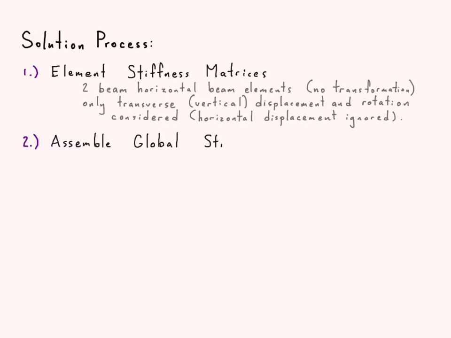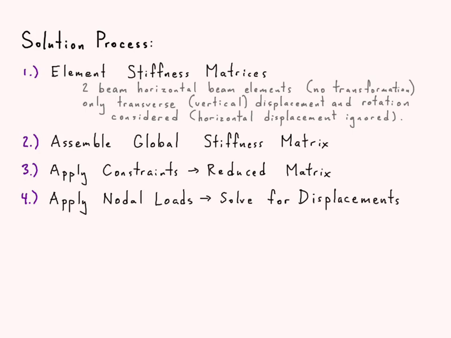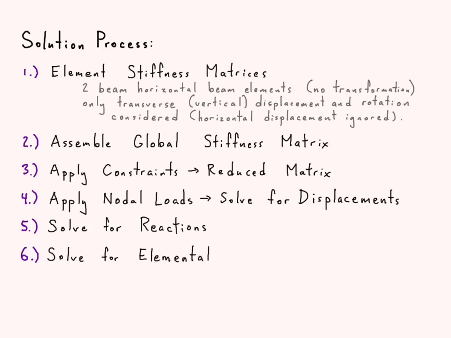And then once we're done with the elemental stiffness matrices, we use those to assemble the global stiffness matrix. We go ahead and reduce the global stiffness matrix by applying constraints. Then we apply our loads to that reduced stiffness matrix problem to solve for our displacements. Once we have our displacements, we can throw those back in the global stiffness matrix to solve for our reaction forces and moments. And we can also use those displacements to solve for our elemental results in the form of shear and moment diagrams. All right, so that's our general solution process.